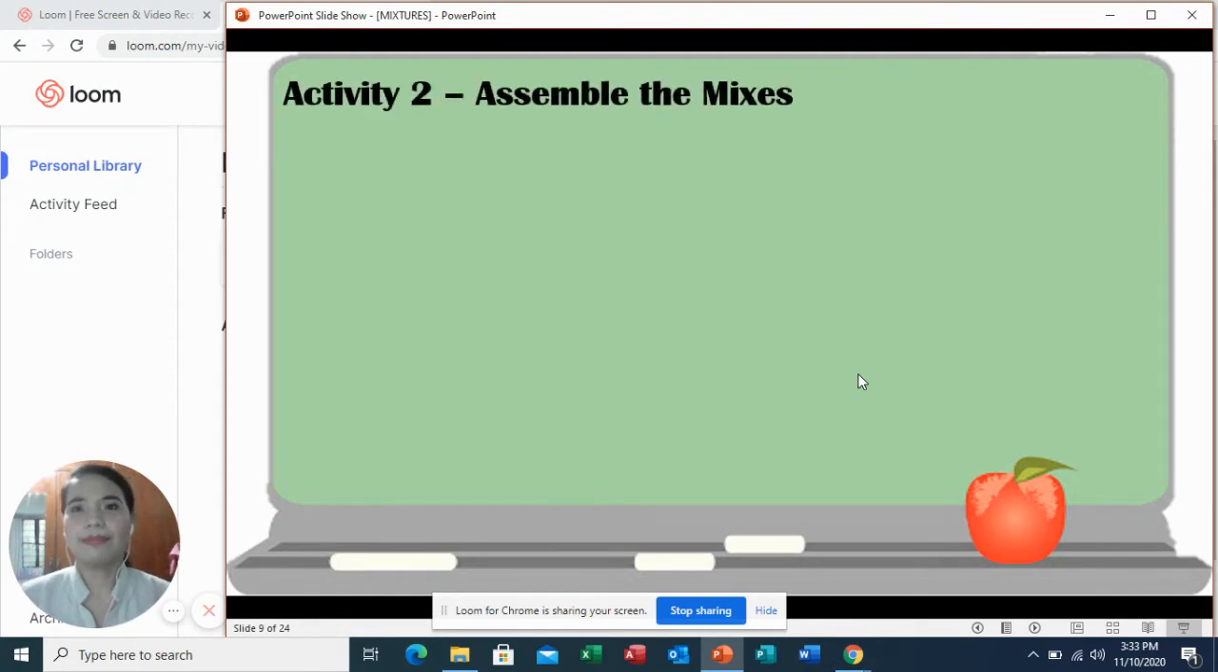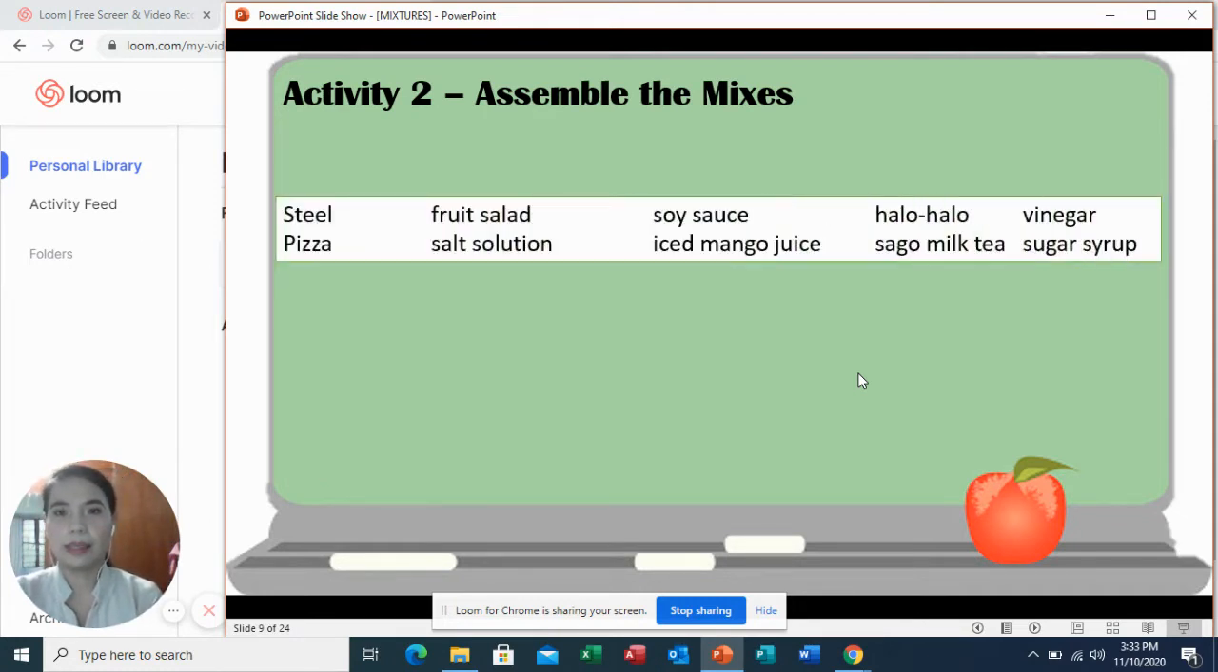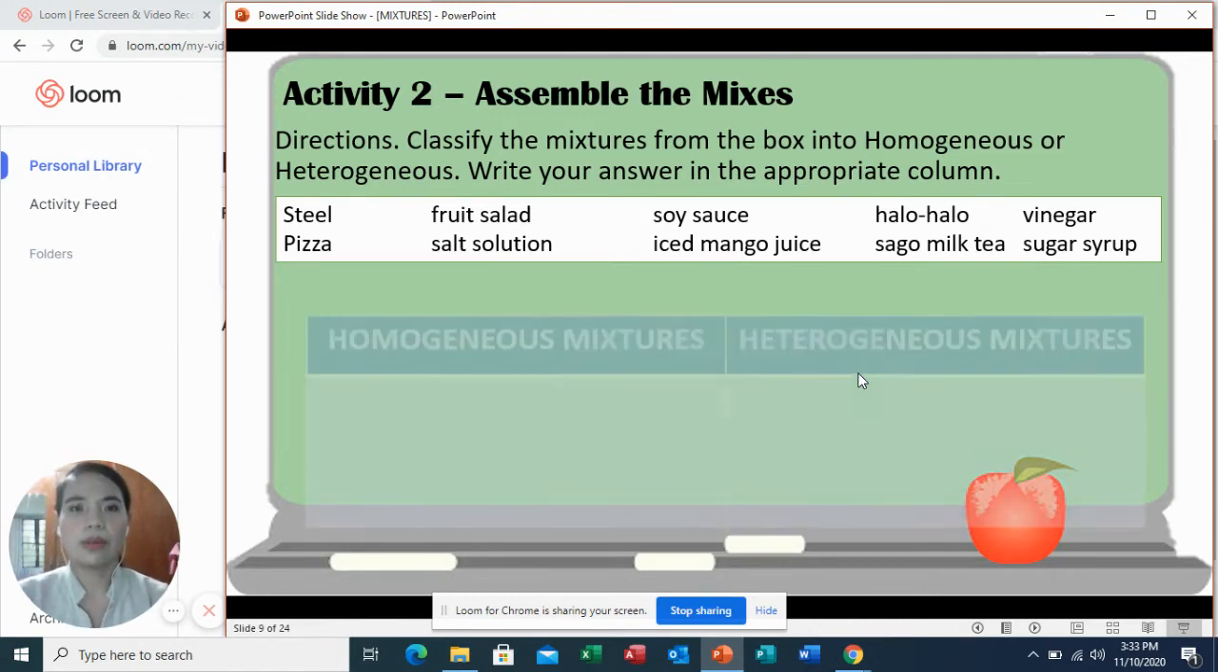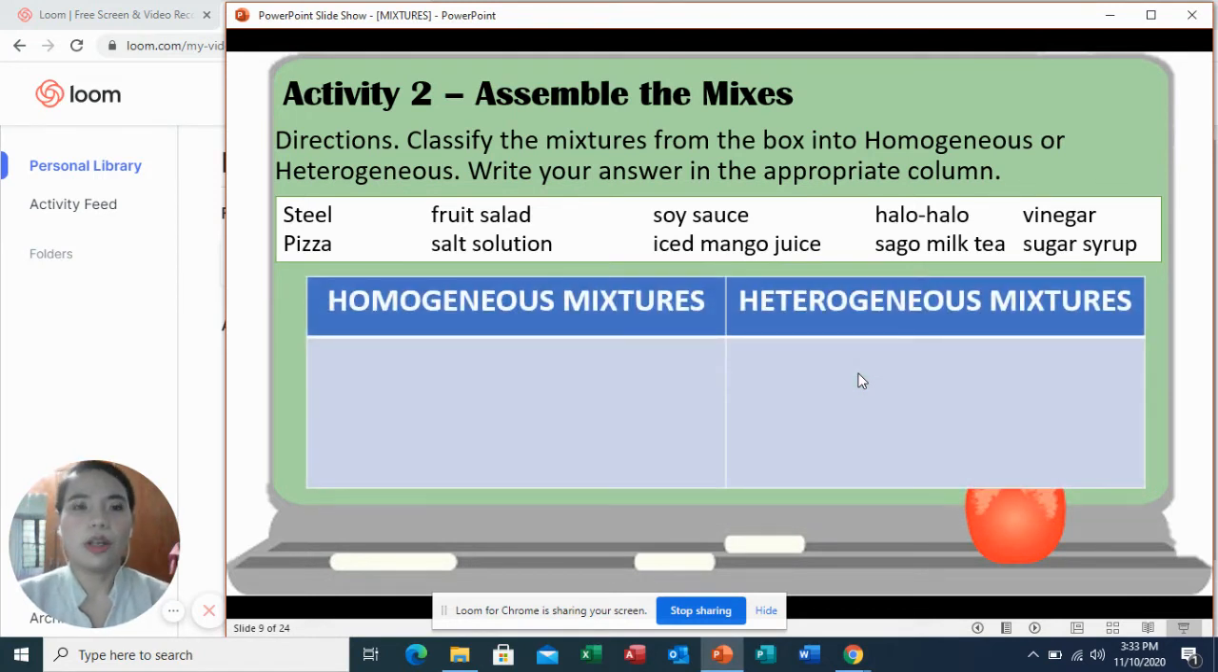Next, after you do activity 1, you go to activity number 2, which is entitled Assemble the Mixes. Directions: classify the mixture from the box. You see the box here, so there are several mixtures. You have to classify the given mixture from the box into homogeneous or heterogeneous. Write your answer in the proper column.